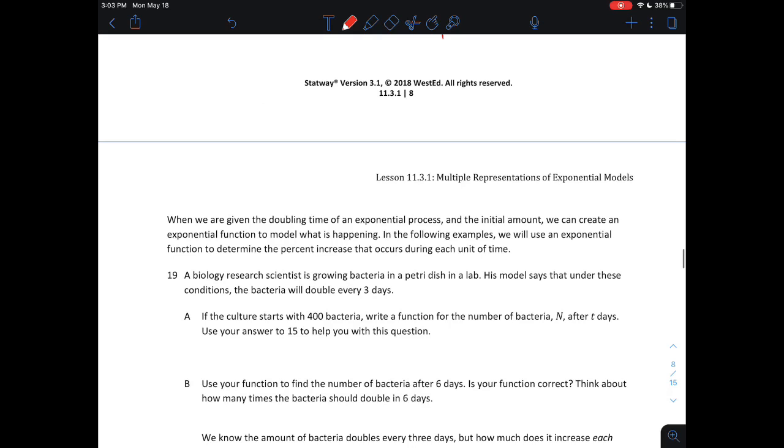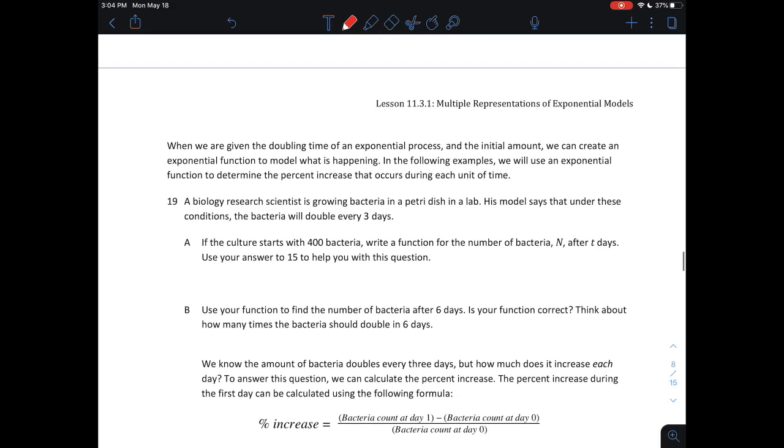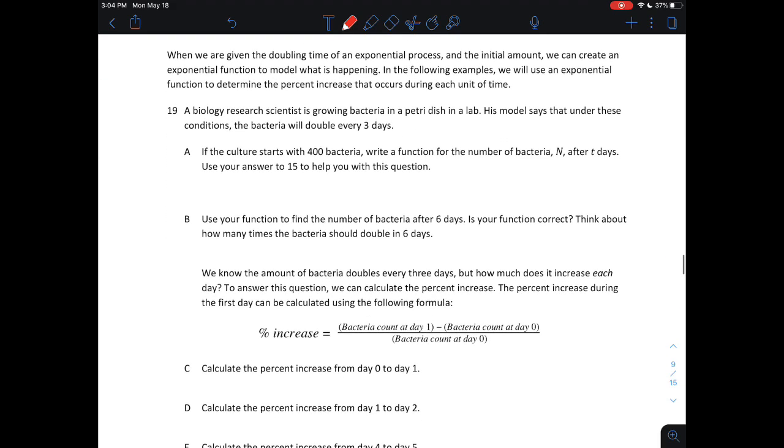When we are given the doubling time of an exponential process and the initial amount, we can create an exponential function to model what is happening. In the following examples, we will use an exponential function to determine the percent increase that occurs during each unit of time. A biology research scientist is growing bacteria in a petri dish in a lab. His model says that under these conditions, the bacteria will double every 3 days.